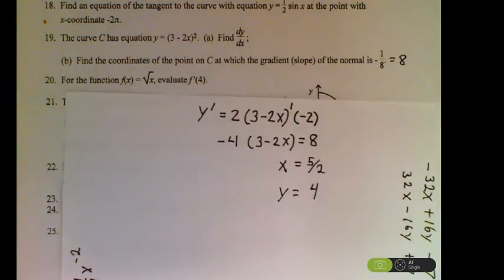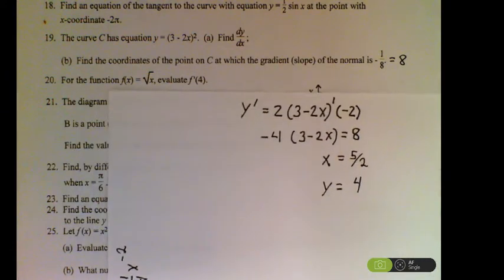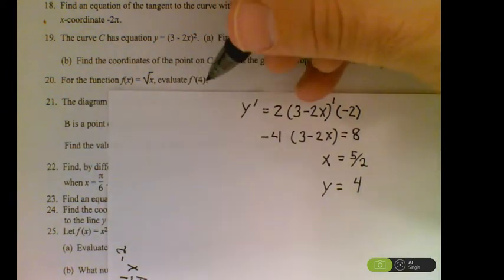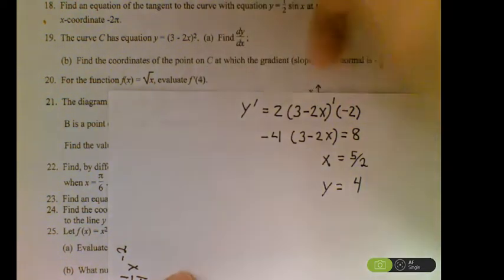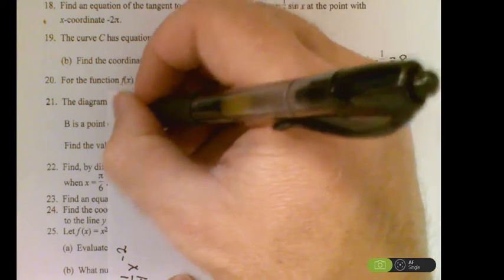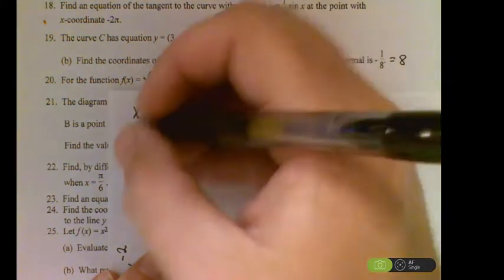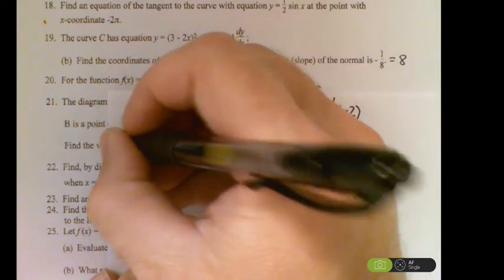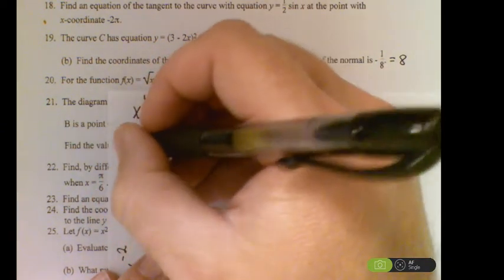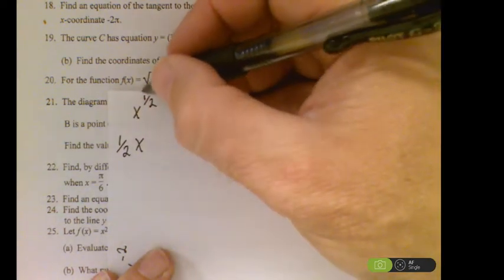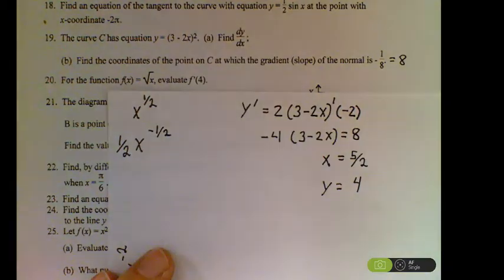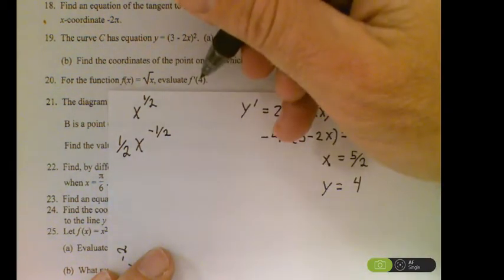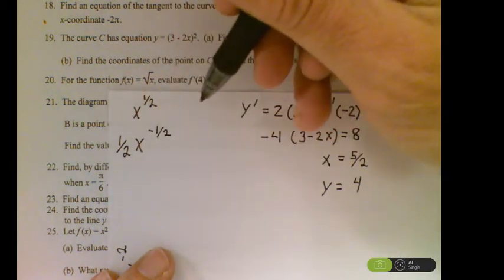Moving on down to number 20. So for this function, evaluate the derivative where x is 4. So this just means plug a 4 into the derivative function. Again, this is about putting things into friendly terms. So think of that as x to the 1/2 power, which means the derivative, if I use the power rule where I multiply my exponent to the front, if I subtract 1 from 1/2, that would bring me down to -1/2. Since I'm going to be plugging a number into that, you could do all that in your calculator and that's fine.